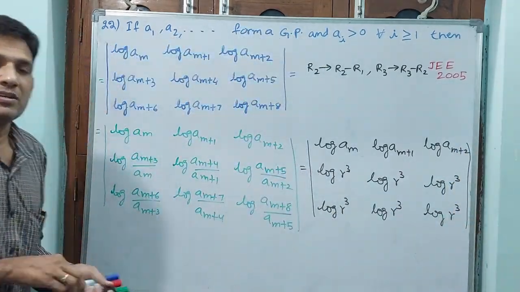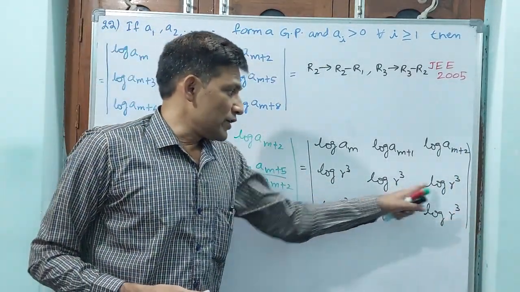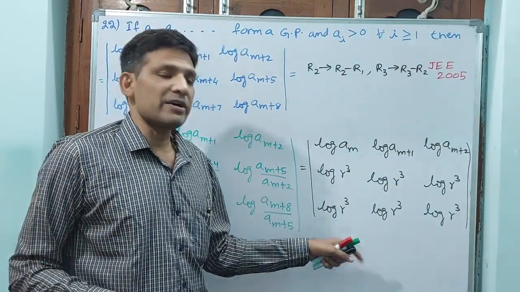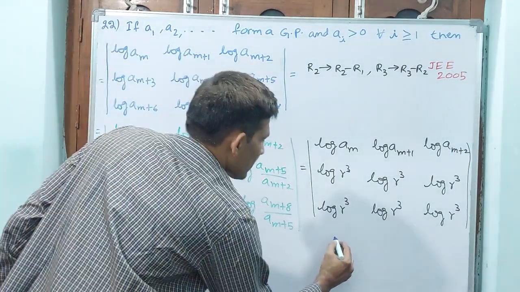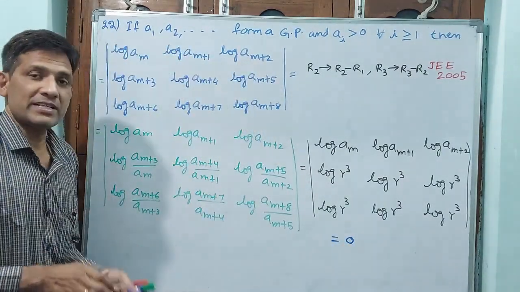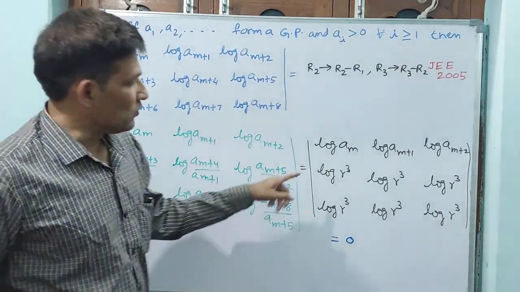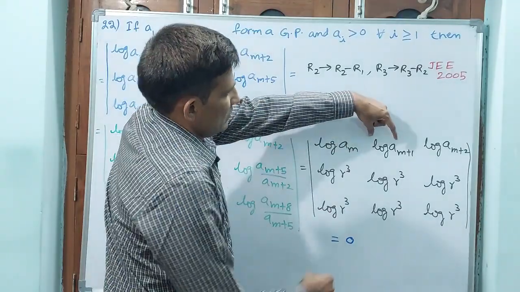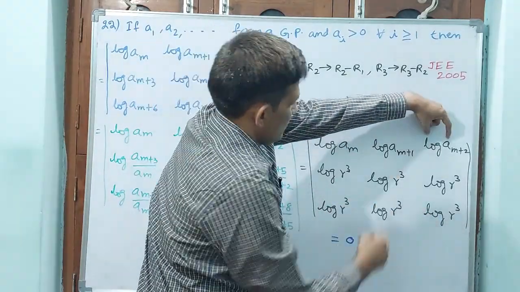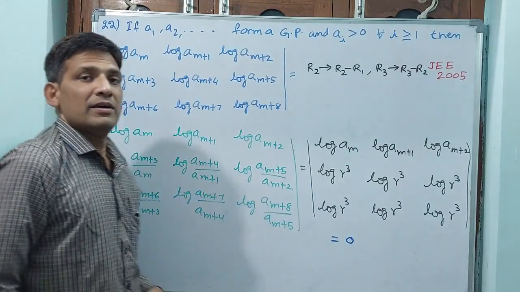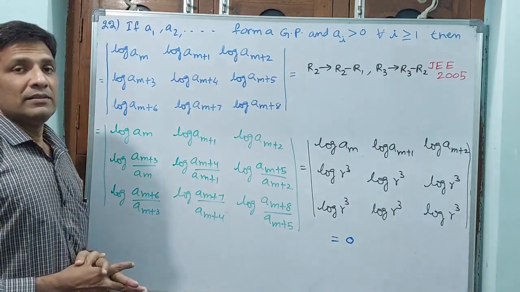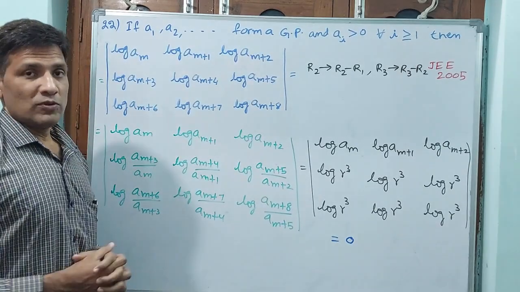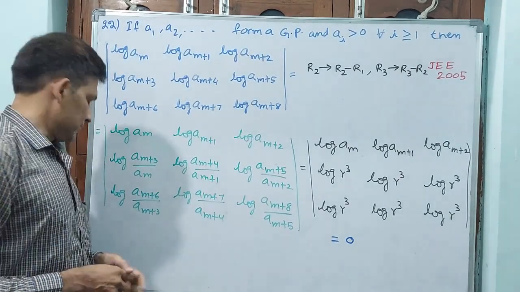Now our basic knowledge says that if any two rows are having same elements or two columns are having same elements, the determinant value is 0. Is equal to 0. You understand? Why? Because if you want to do, see, same minus same, 0. Same minus same, 0. Okay? This is the answer for your 22nd question, 0. This is JEE 2005 question. Let us go for next question.